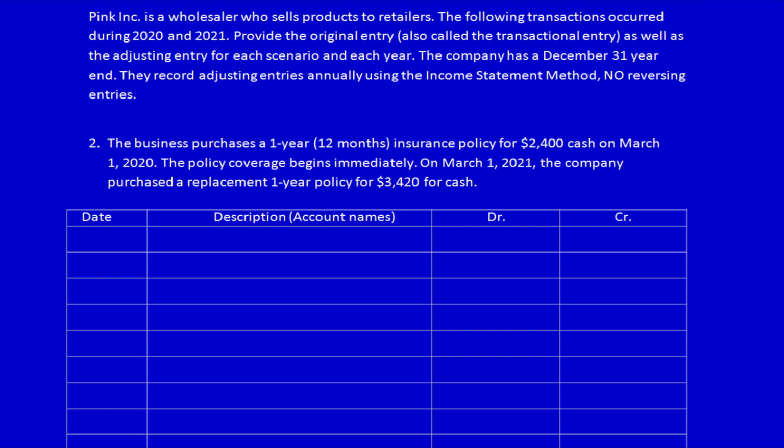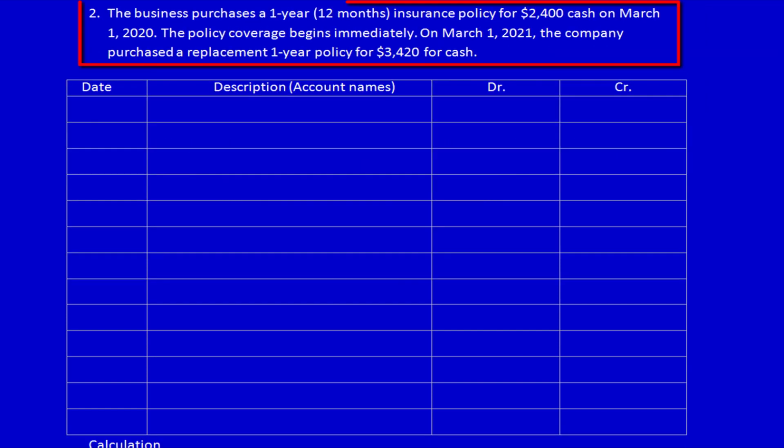Let's page down, read the question. 2. A business purchases a 1-year, 12-month insurance policy for $2,400 cash on March 1st, 2020. The policy coverage begins immediately. On March 1st, 2021, the company purchases a replacement 1-year policy for $3,420 for cash. Again, you can imagine that the policy coverage would begin immediately because the previous policy from 2020, of course, would have ended by the end of February.